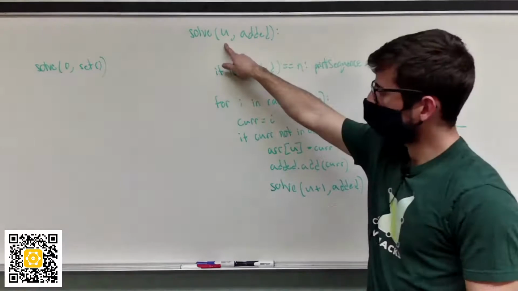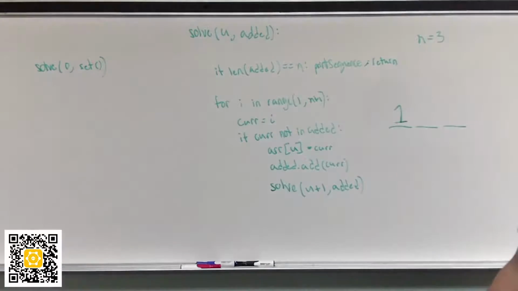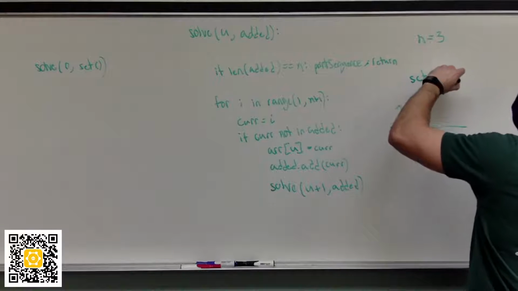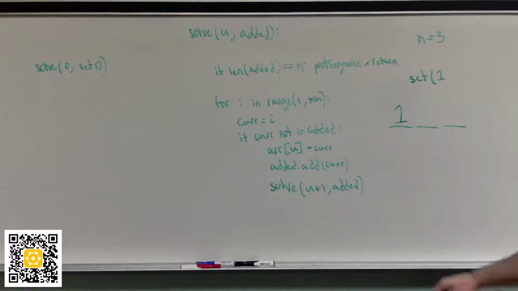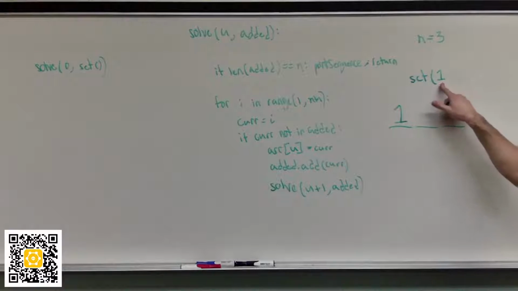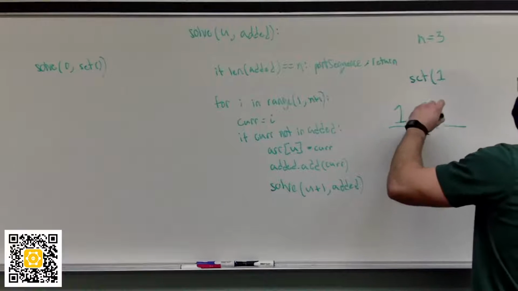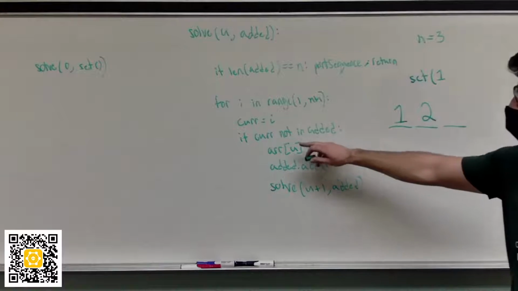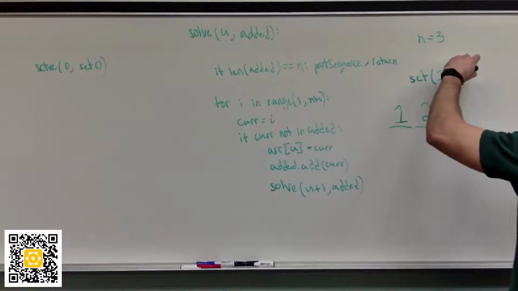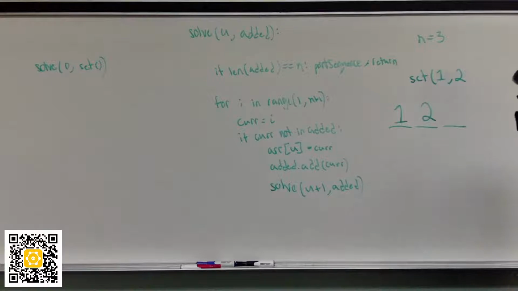Now U is going to be 1, and added is going to be a set which has your 1 in it. So when we run over this, we know that we cannot use 1 because we've previously used it. Instead, we know we could use 2 and place in this location because 2 is not in your added set. So go ahead, add it, and then recursively call it.